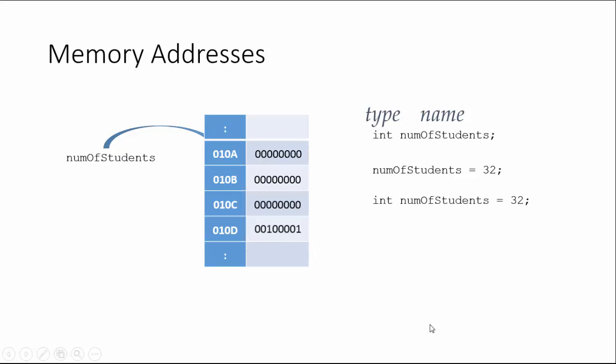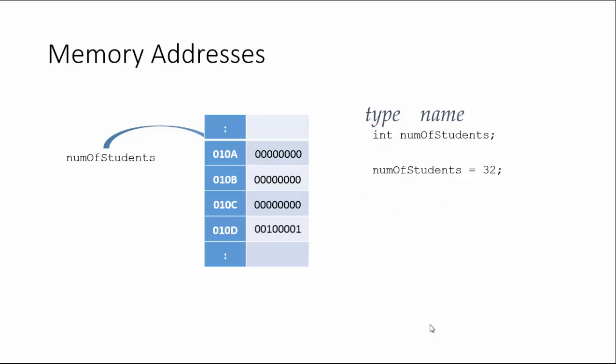Once the variable is declared or created, I cannot create another one with the same name. I also do not need to specify the data type when using the variable. This is a common error for new programmers. The type is only specified when the variable is initially declared.